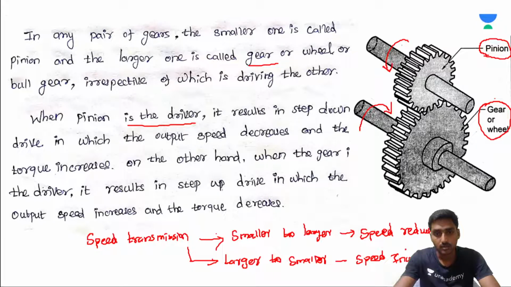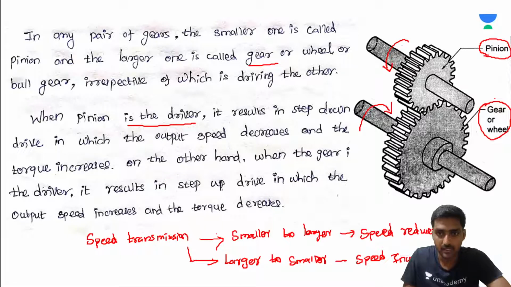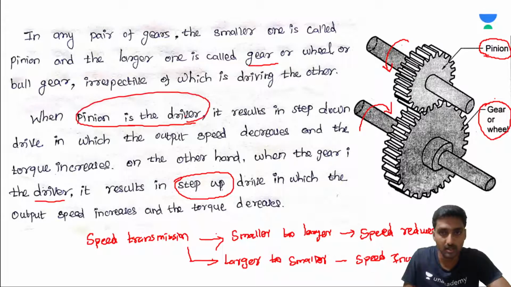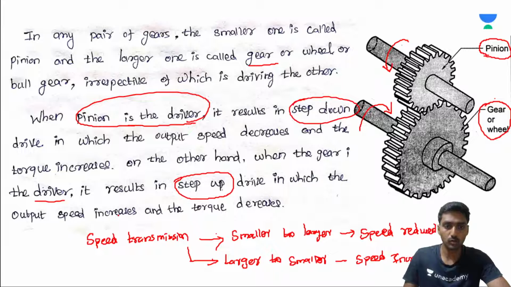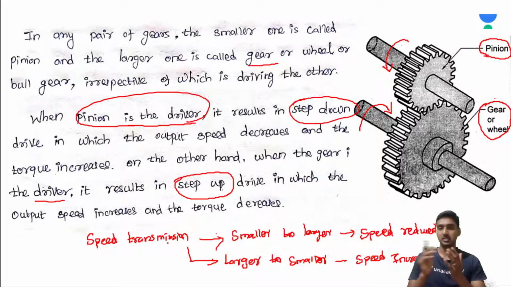Yes, it's a step up when the gear is the driver. When the gear is the driver, it results in a step up drive. When the pinion is the driver, it belongs to the step down gear, in which the output speed increases and the torque decreases. Torque and speed are inversely proportional. When the speed increases, torque decreases.